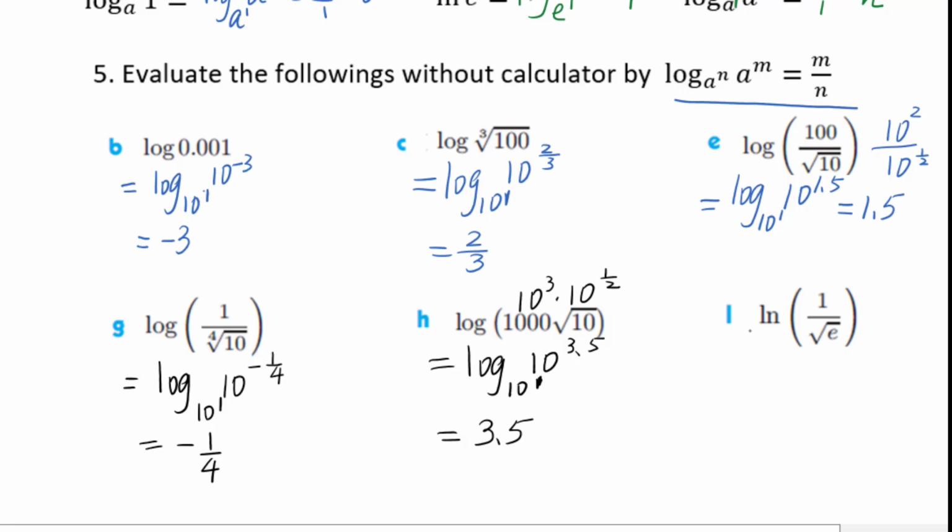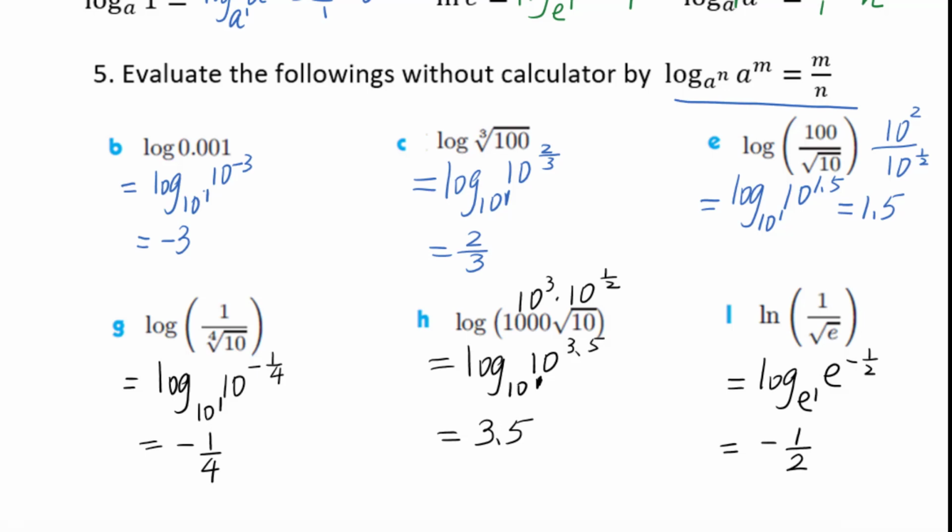Let's go to L. Natural log, we know the base is E. 1 over square root of E will be E to the negative 1/2 power. For E, we can write down E to the first power. So your answer will be negative 1 over 2.